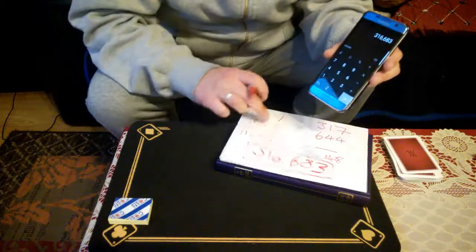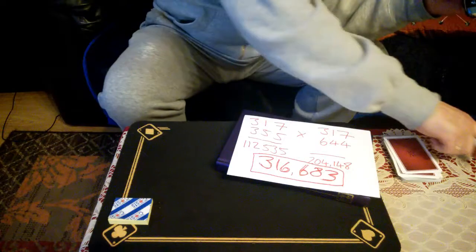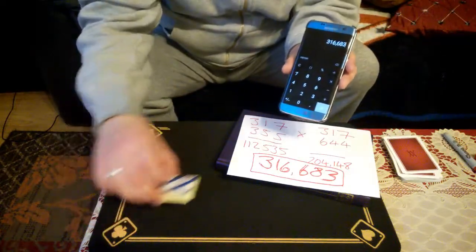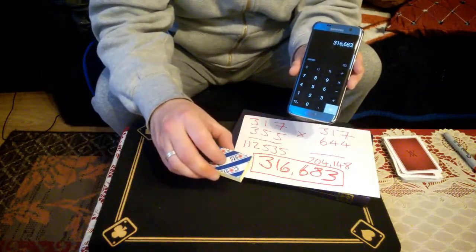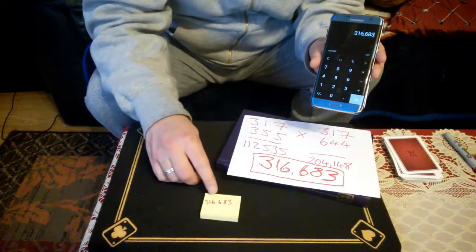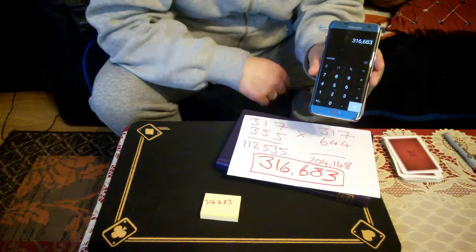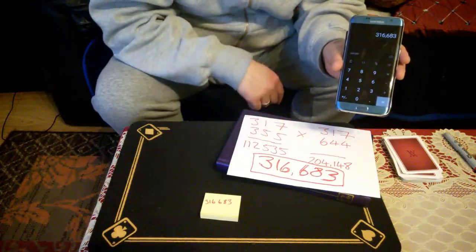So that's the answer we've got. That's the answer we've got from random numbers that the spectators come up with and myself. Before, I made this little prediction on here, and the prediction I made on here is also 3, 1, 6, 6, 8, 3. And that was before we even come up with all the rest of the numbers.